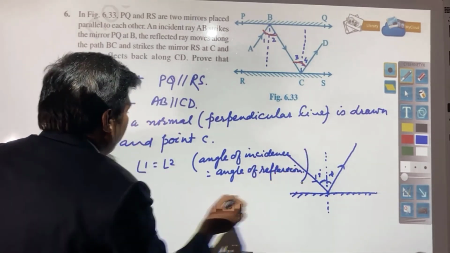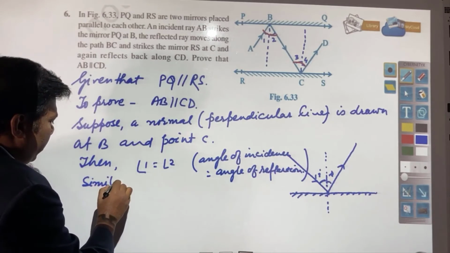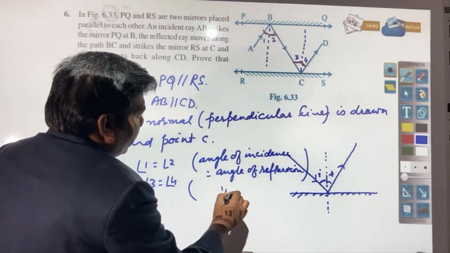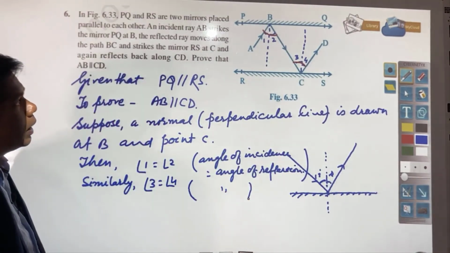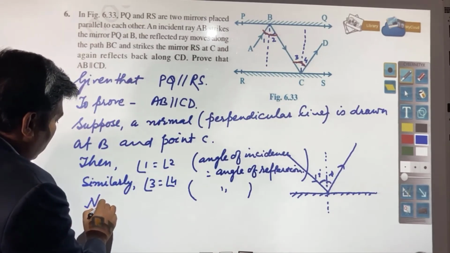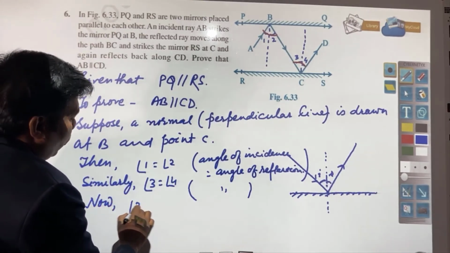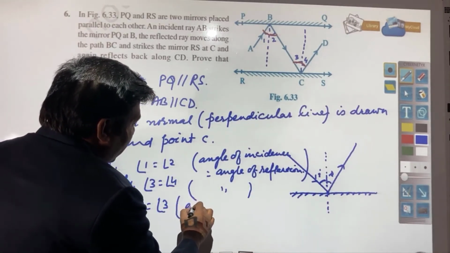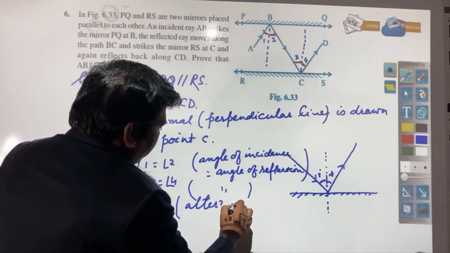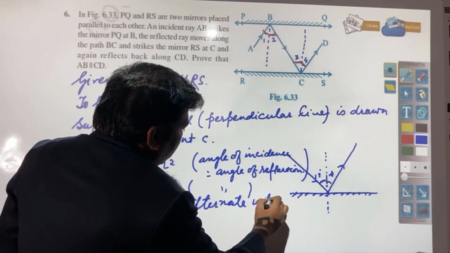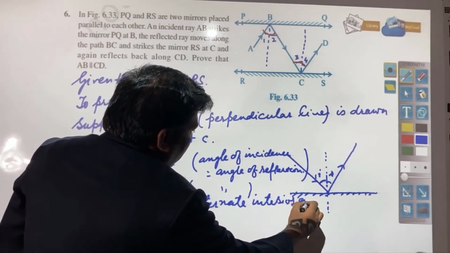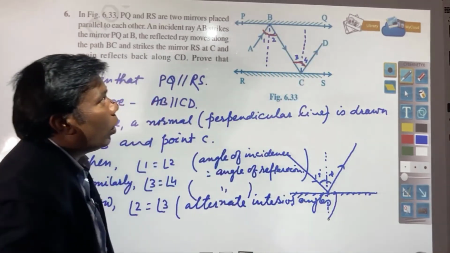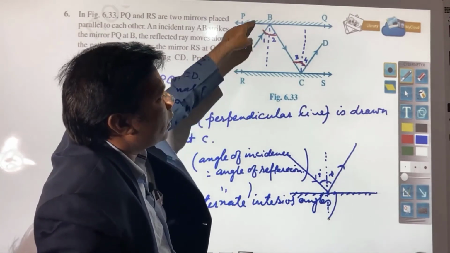Similarly, angle 3 will be equal to angle 4, angle of incidence is equal to angle of reflection. Now, angle 2 will be equal to angle 3. Why? Because they are alternate interior angles. Why? Because these are perpendicular on both the parallel lines.